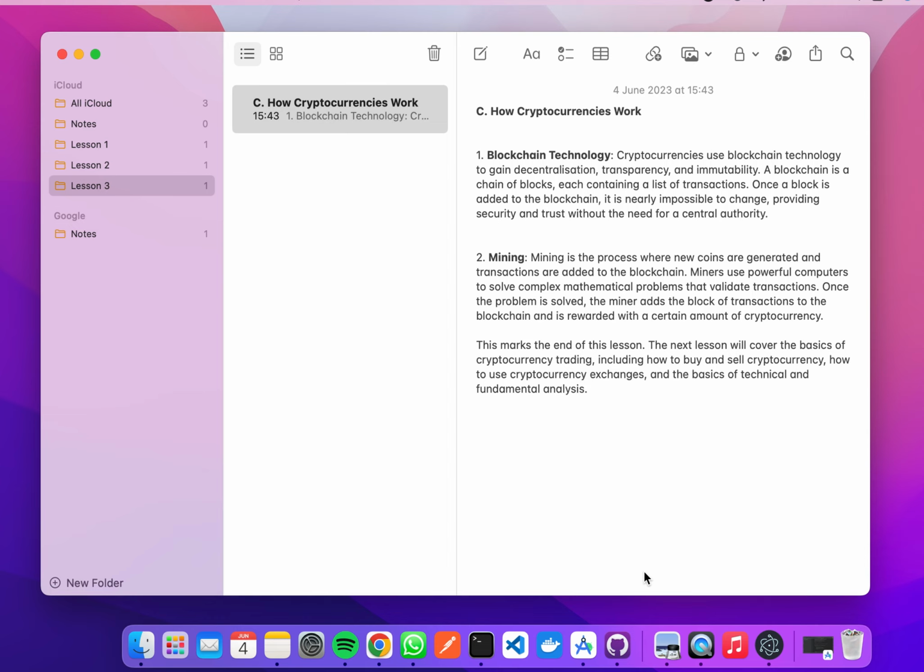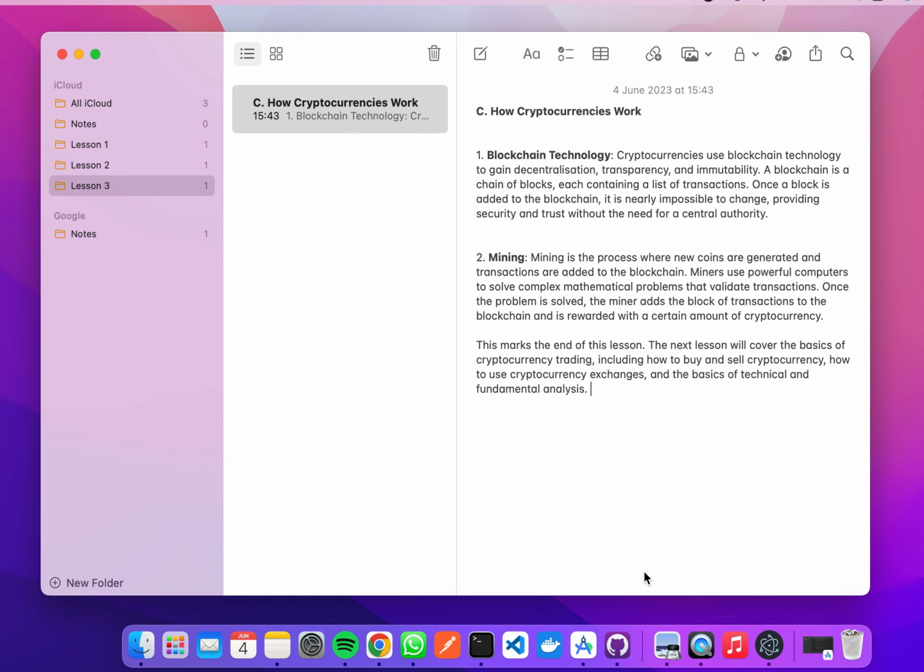And welcome to our third and final lesson on chapter 1, introduction to cryptocurrency. In this lesson, we are going to cover how cryptocurrencies work. In our previous lesson, we covered different types of cryptocurrencies, where we talked about altcoins, tokens, and Bitcoin. So today we are going to check how they work.